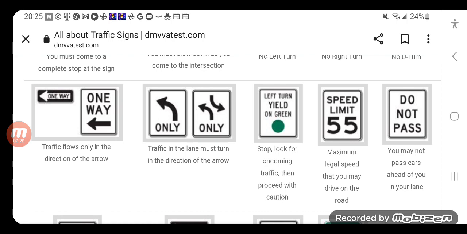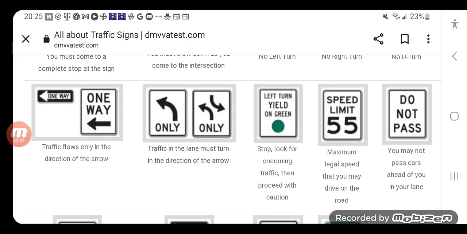This says left. You can go into a lane that goes left. Okay, a lot of times you'll pull up to an intersection and you have to be in the right lane to either go left or right, or go right. This one here says you can go left, but there's going to be oncoming traffic going the opposite direction. The left turn yield on green sign.